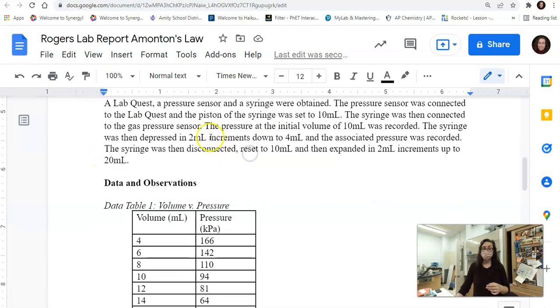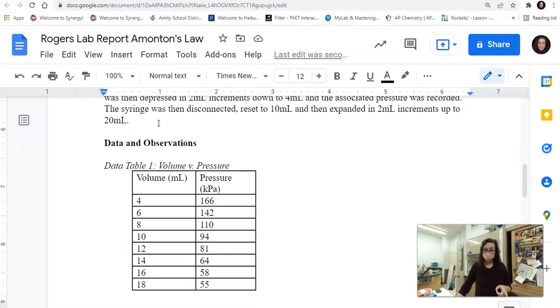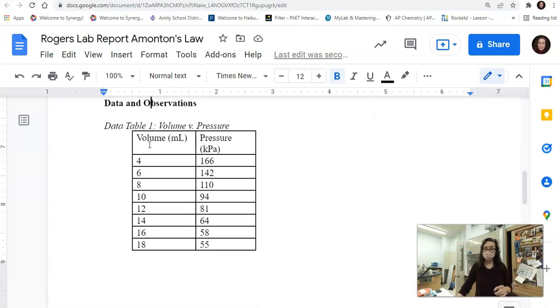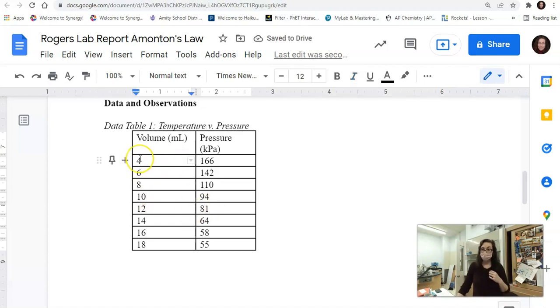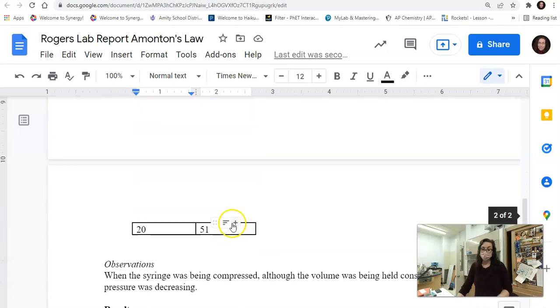You can change your materials, you can change your procedure, make sure that it's in past tense. And so now you have data and observations. So you should have a data table here that instead of volume and pressure, you should have temperature and pressure. And then you should download the data that you got from your group member, or maybe you didn't save it, maybe you only wrote it down in your lab book. And so you can insert that data here. I'm going to pause real quick.